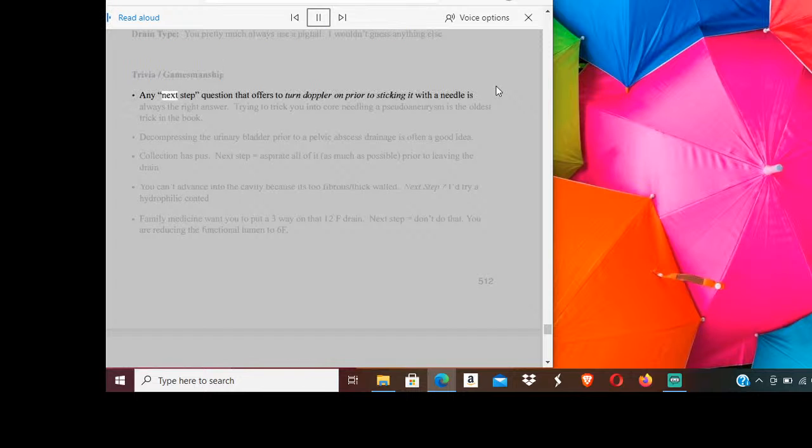Trivia and gamesmanship. Any next step question that offers to turn Doppler on prior to sticking it with a needle is always the right answer. Trying to trick you into core needling a pseudoaneurysm is the oldest trick in the book. Decompressing the urinary bladder prior to a pelvic abscess drainage is often a good idea. Collection has pus. Next step equals aspirate all of it as much as possible.